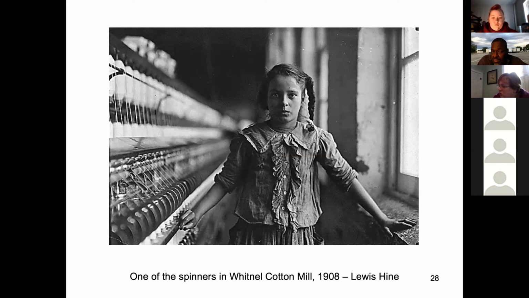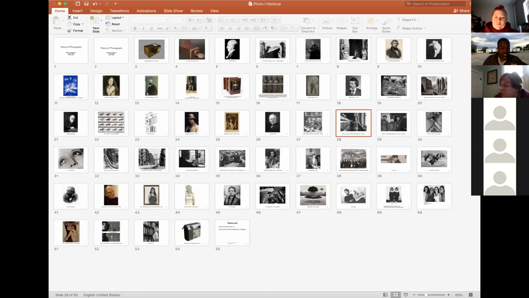Another photographer that was a social change photographer was Lewis Hine. This is an image of one of the spinners at the Whitnall Cotton Mill in North Carolina, and the fact that she was only 10 years old working in a cotton mill. Lewis Hine was significant in the fact that his images of child laborers helped change child labor laws. Child labor laws, Lewis Hine.